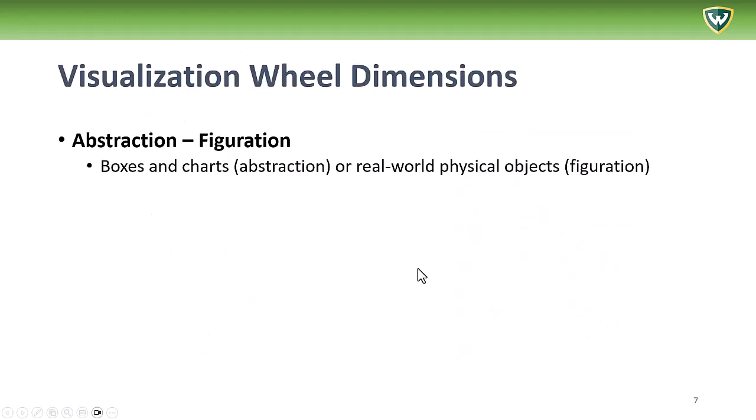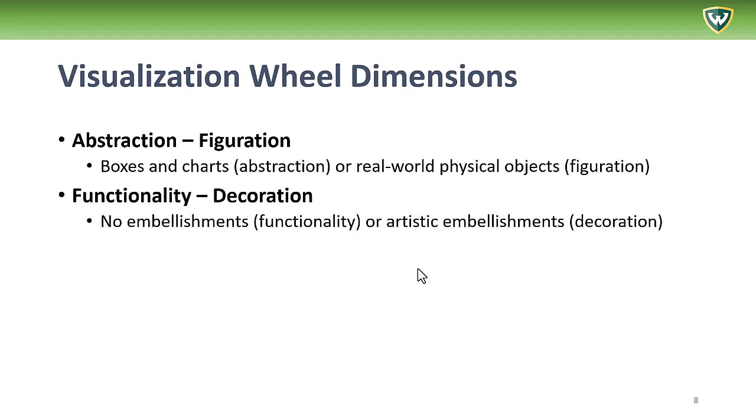So the first one is abstraction and figuration. So abstraction are things like boxes and charts, like a bar graph, and then the figuration are actually real world physical objects. So when you actually draw things like a bucket, when you're talking about buckets, or people when you're talking about people. The other set of dimensions or spectrum is the functionality to decoration. So functionality is just focusing on the data at hand, whereas decoration is adding artistic embellishments.